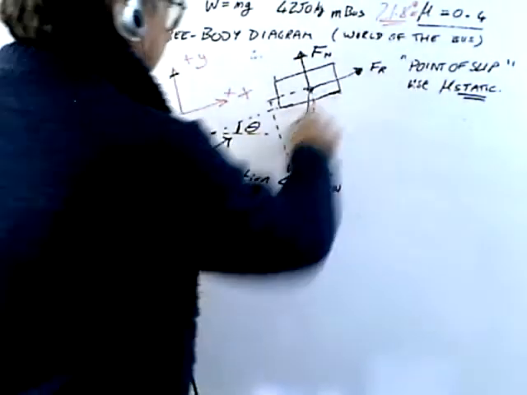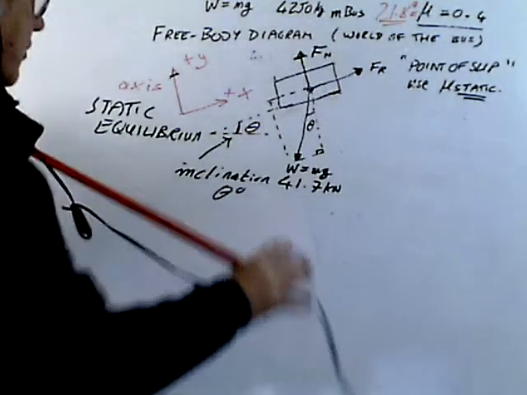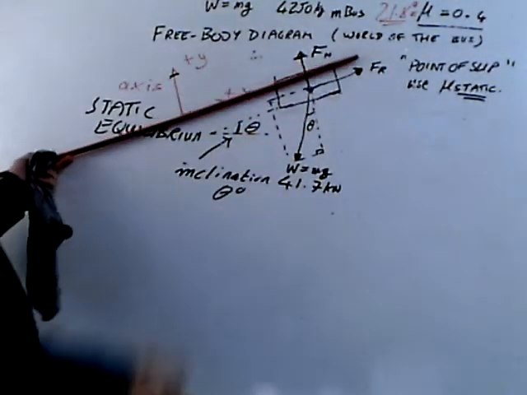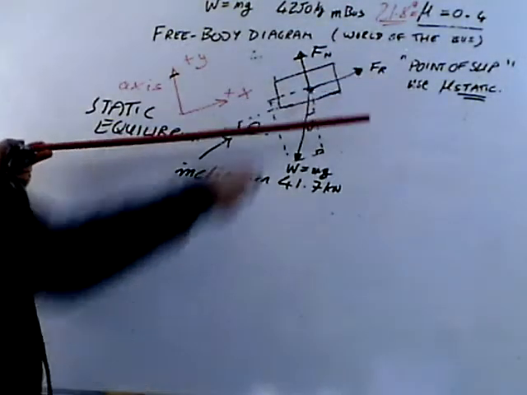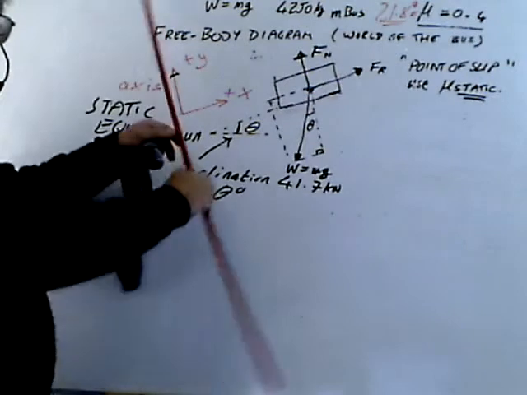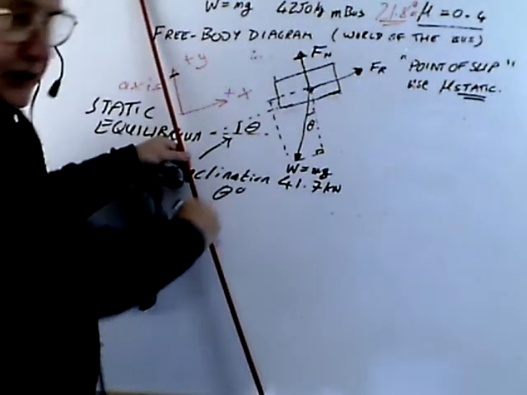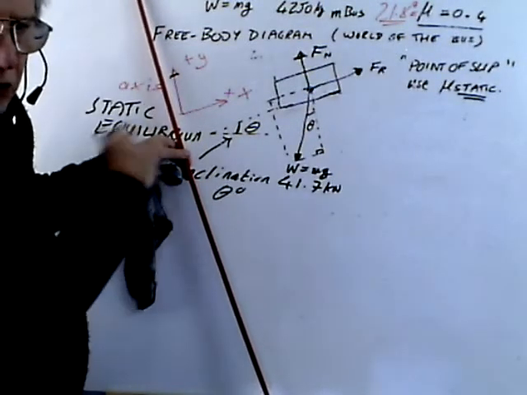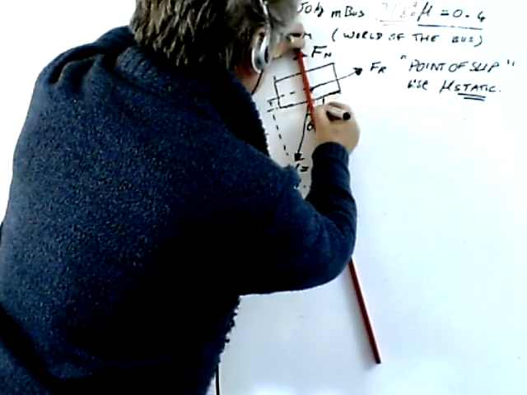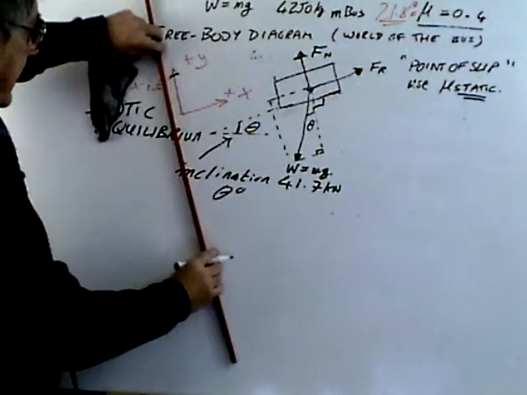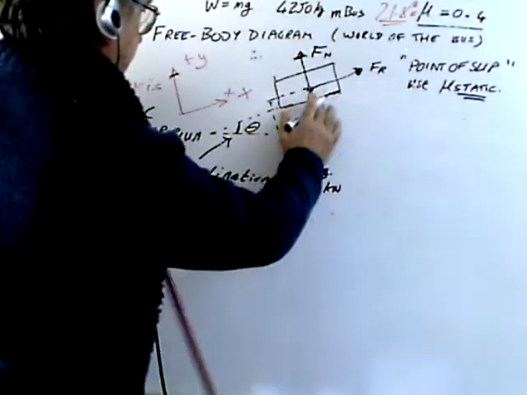Okay, looking at the free body diagram, I set up a coordinate axis. I've got plus x going up the hill, and plus y perpendicular to that, so that's what we call normal to the plane. That's at 90 degrees to the plane there. That's my y. Okay, 90 degrees.